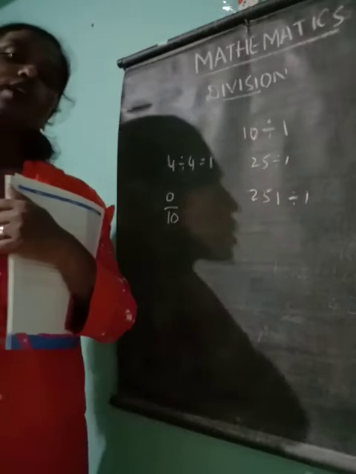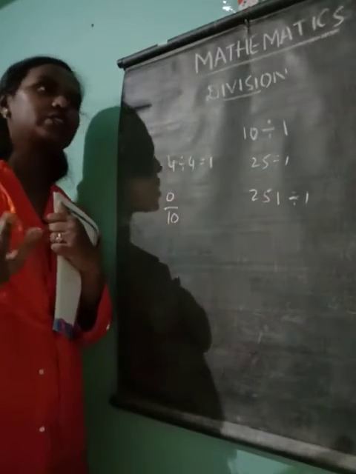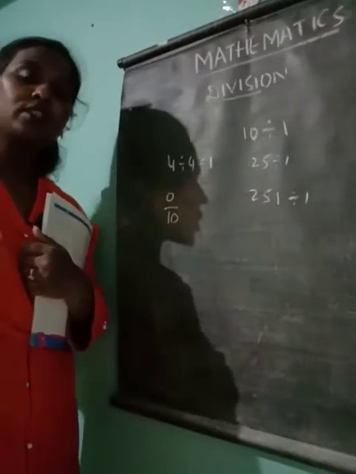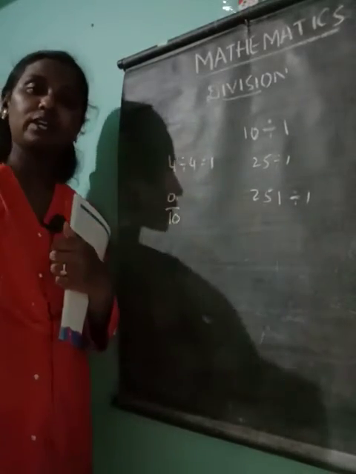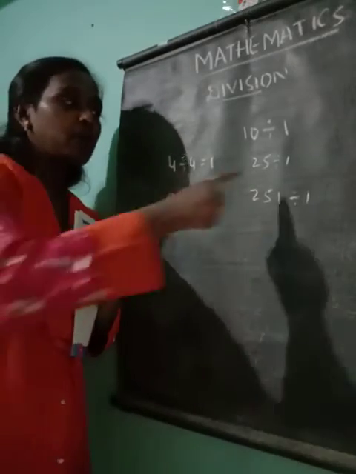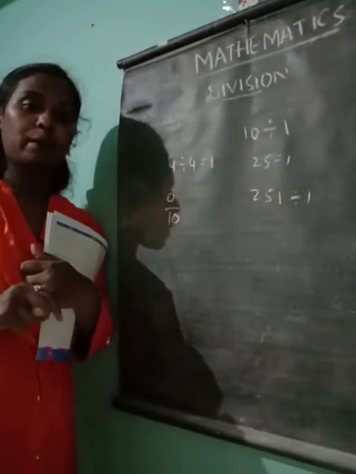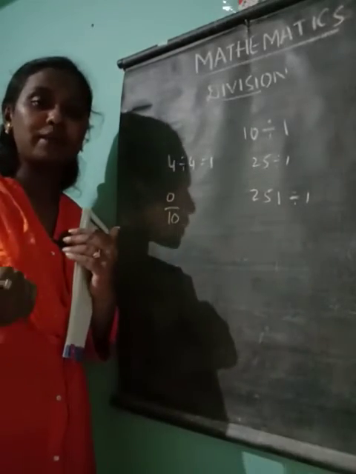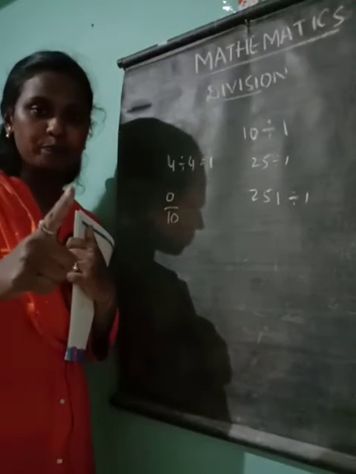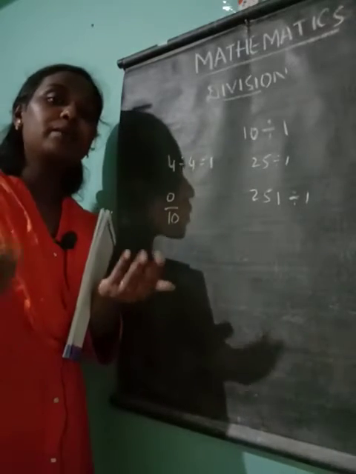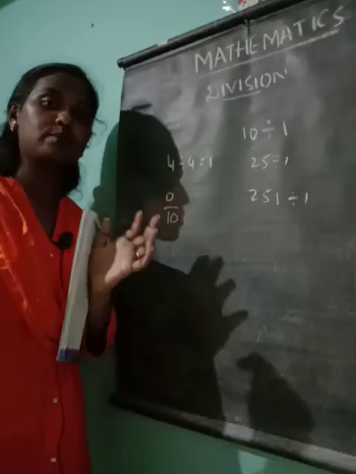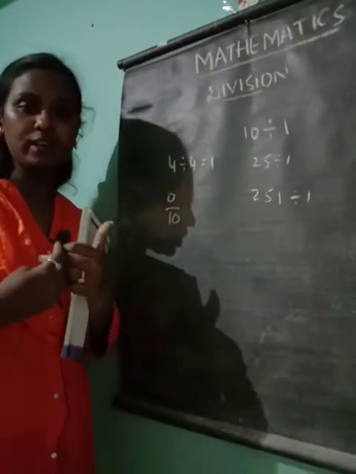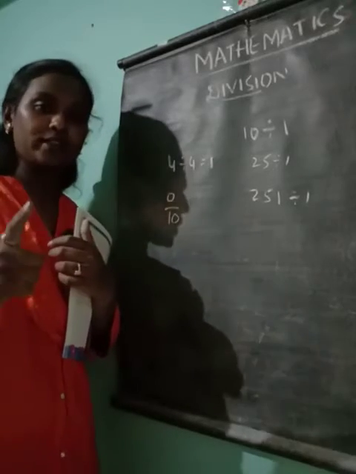Okay, so I hope you understood the 3 properties of division. The first property tells us if you divide any number by 1, the quotient is the number itself. The second property tells us if you divide any number by the number itself, whether it is a big number or a small number, the quotient is 1.